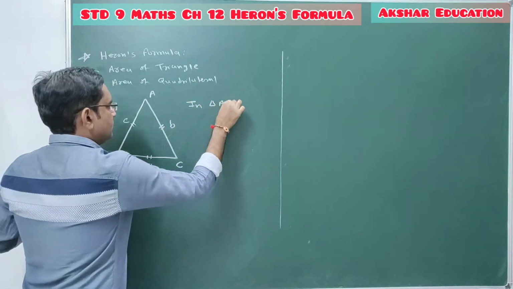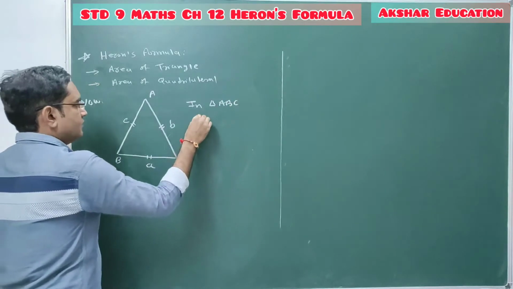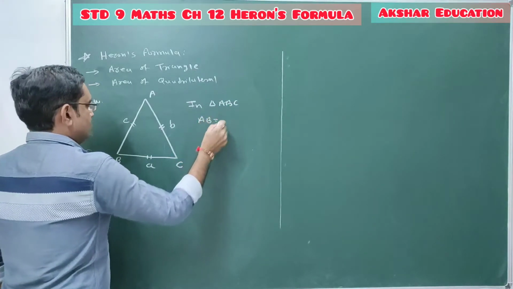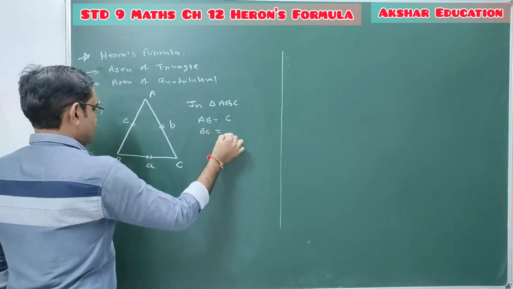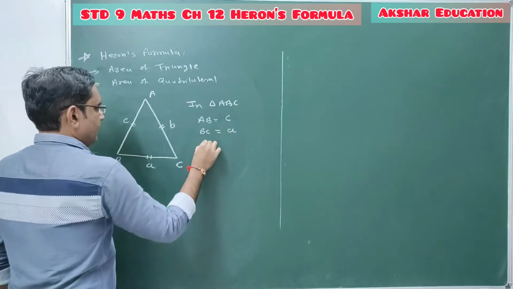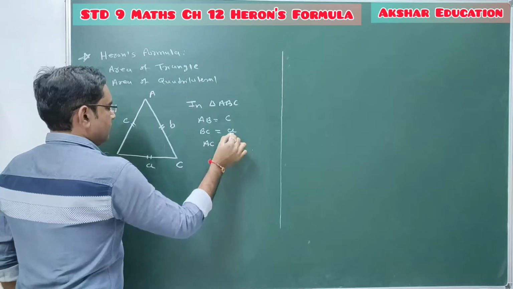So here in triangle ABC, given the three sides of the triangle, AB is c, BC is small a, and the length of side AC is small b.